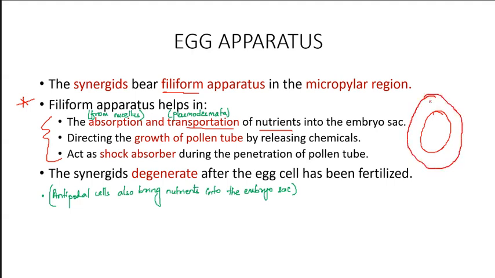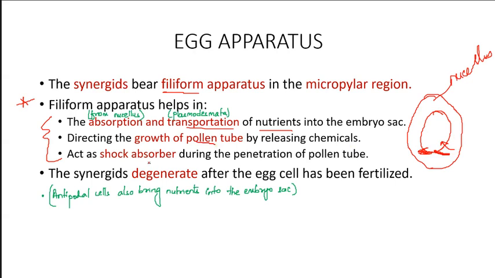Okay, so this filiform apparatus, which is towards the synergid side, has several roles. They will absorb nutrients from the nucellus and transport them to the growing embryo sac. It will help in the growth of the pollen tube by releasing some chemicals. It acts as a shock absorber when there is a penetration.